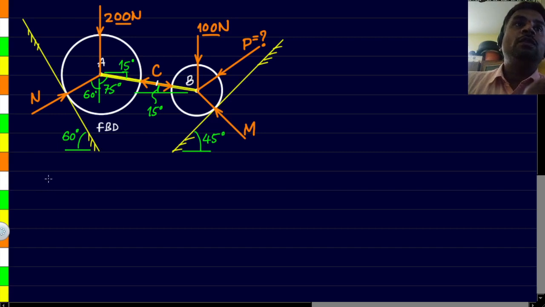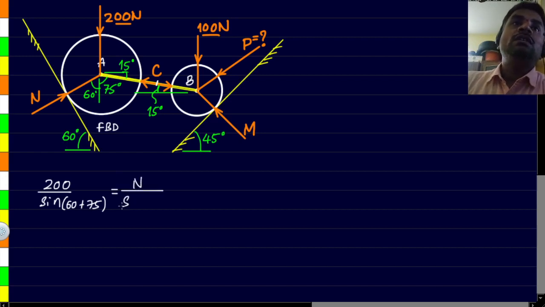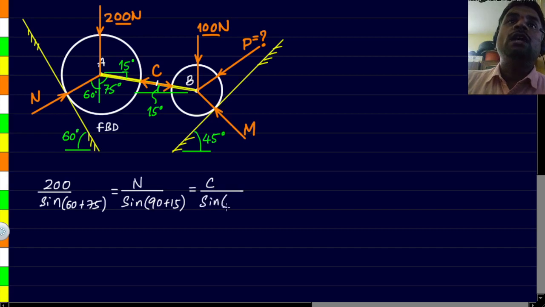First, we will take the known force of 200 newtons divided by the sine of angle between the other two forces, and that is 60 plus 75. This is equal to the next force. We'll just go with the normal reaction, N, and N divided by, again we have to take the sine of angle between the other two forces, that's 90 plus 15. And finally the last force is C, that divided by the sine of angle between the other two forces except for C, and that is 180 minus 60.